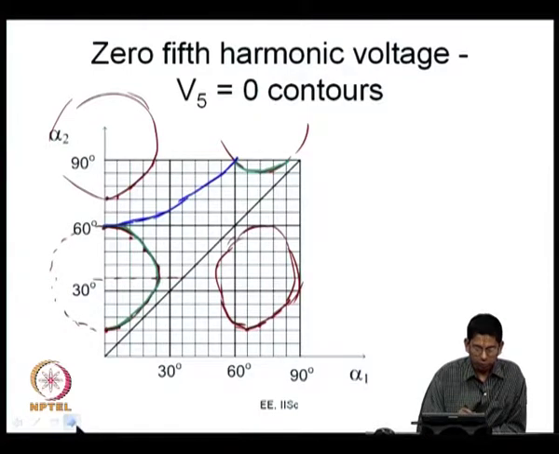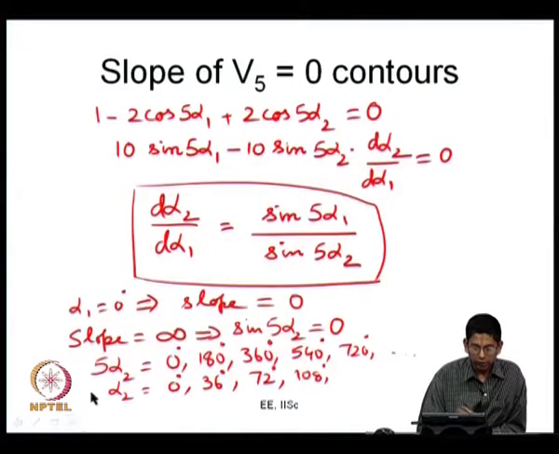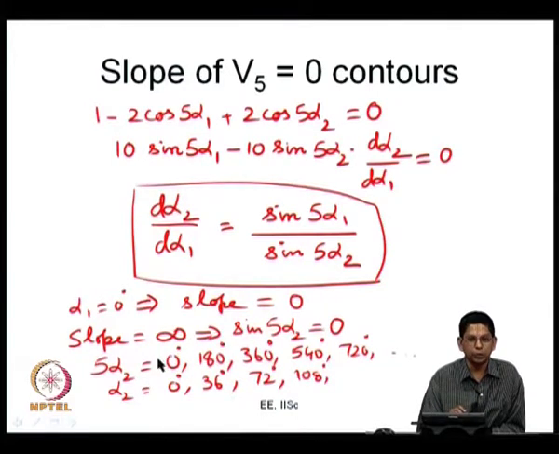So, one other way is to look at the slopes. The equation is 1 minus 2 cos phi alpha 1 plus 2 cos phi alpha 2 is 0. If you want to get the slope of the V phi is equal to 0 contour, you differentiate both sides of this equation with respect to alpha 1. You will end up getting 10 sin phi alpha 1 minus 10 sin phi alpha 2 times d alpha 2 by d alpha 1 is 0. Then you take the other terms to the other side, and you get the expression d alpha 2 by d alpha 1 is equal to sin phi alpha 1 by sin phi alpha 2.